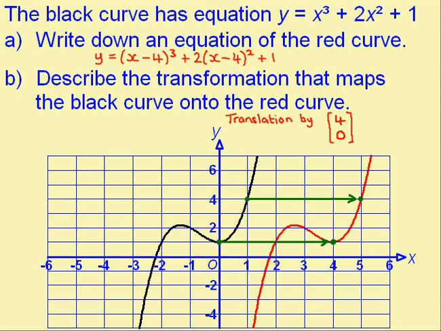When we write the transformation as a description, it's a translation, and it's gone right 4, and then it hasn't moved up or down, so this is our vector.